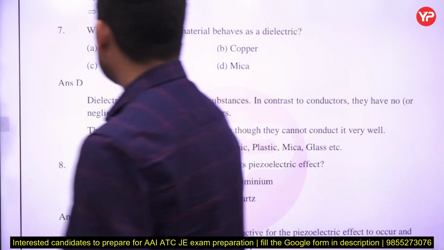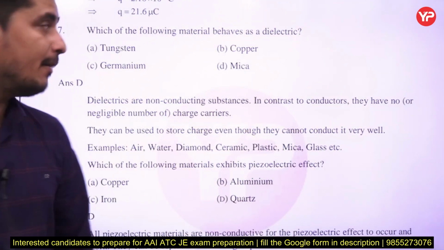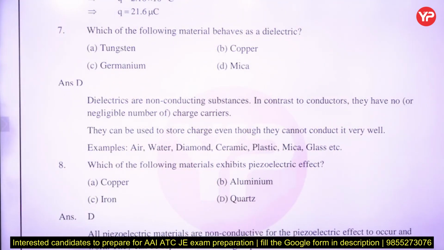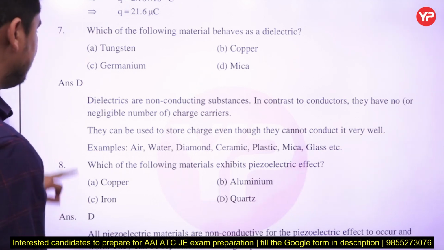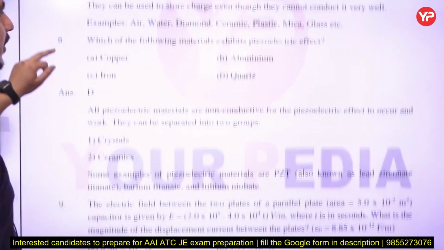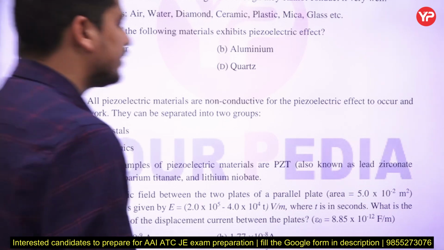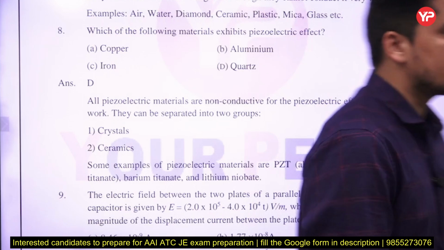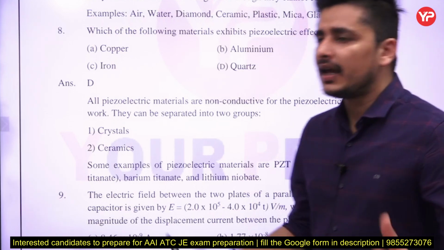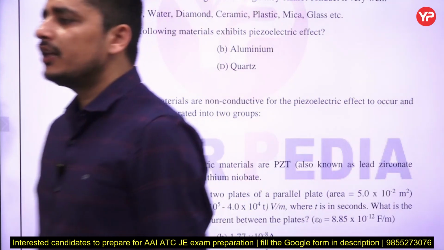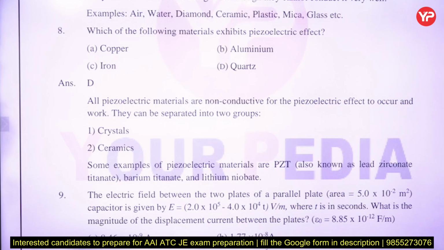So among these options, tungsten is a metal, copper is a metal, germanium is a semiconductor and mica is a dielectric material. Which of the following materials exhibits the piezoelectric effect? The piezoelectric effect is applicable to quartz crystal, right? Whenever you apply pressure on the quartz crystal, it will generate a potential across its terminals, right? That is called the piezoelectric effect, right?